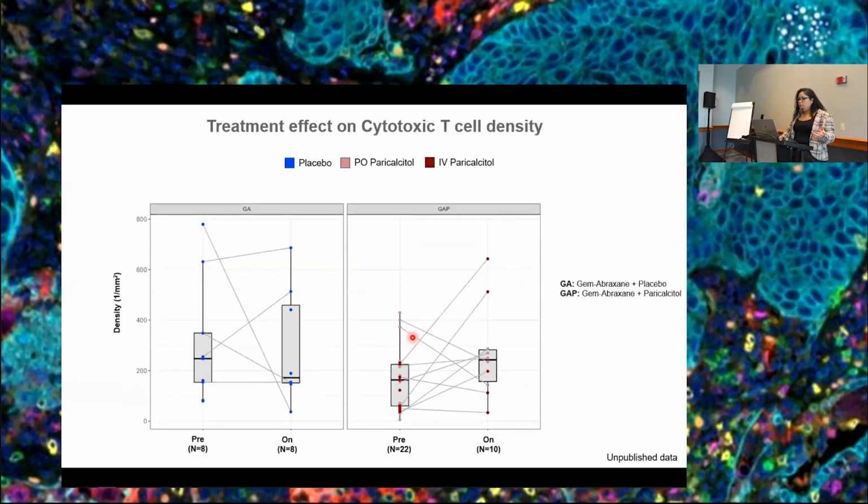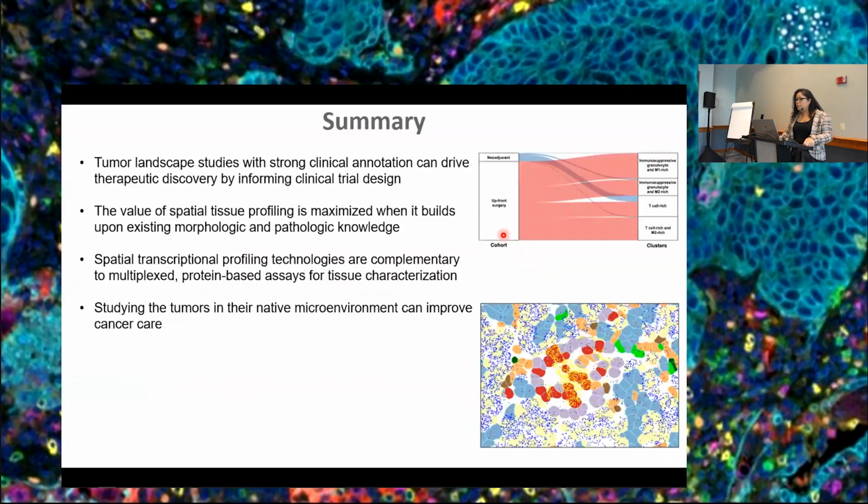And finally, treatment with paricalcitol trended towards increasing cytotoxic T cells. I'm just showing partial results here because this is unpublished data, but we are working on the manuscript.